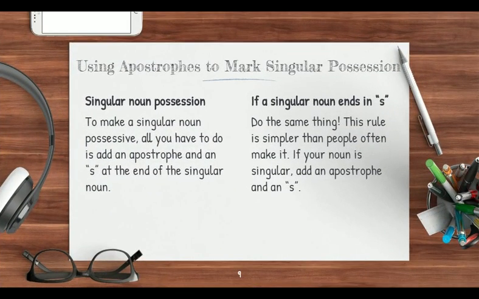All right, so a quick review of what we've looked at so far. Using apostrophes to mark singular possession with a singular noun is just simple. To make all singular nouns possessive, all you have to do is add an apostrophe and an S at the end of that singular noun. This is still true if that singular noun ends in S, like our friend James from the last slide. Do the same thing when that singular noun ends in S. This rule is actually simpler than a lot of people make it. Just use the same singular possession the whole way through.